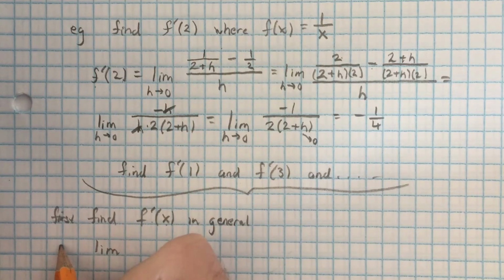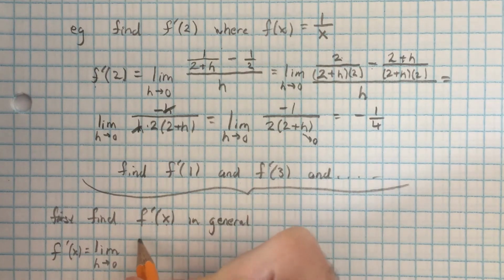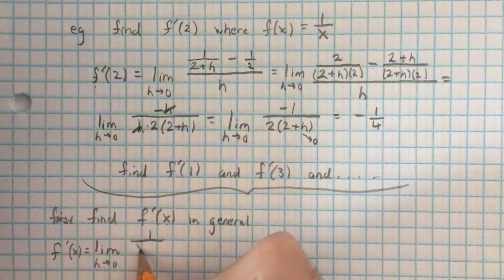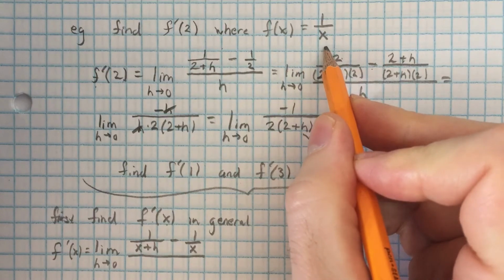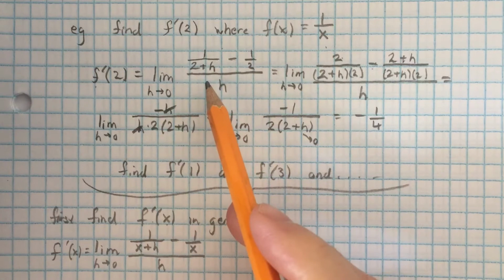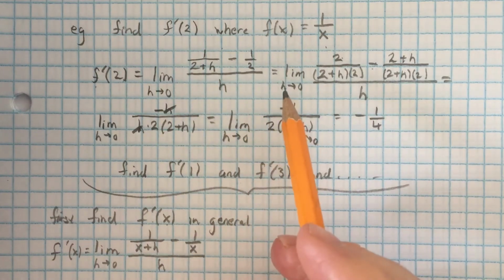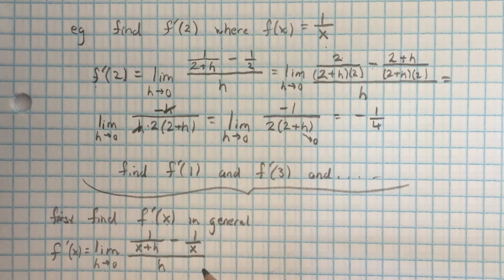So f prime of x should be the limit as h approaches 0 of 1 over, not any particular value, just variable x plus h, minus 1 over, again, no particular value, just 1 over x for that original function, the reciprocal function 1 on x. The algebra is very similar to what was done here when you had a particular value. It's not really that much different. The main difference is you only have to perform it one time, and you can use this new rule you're going to have with many different values.